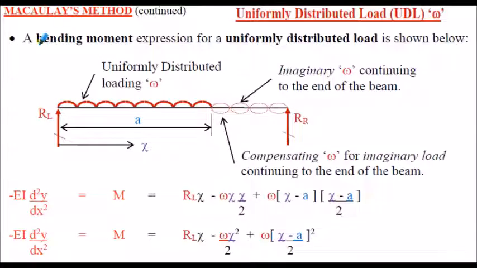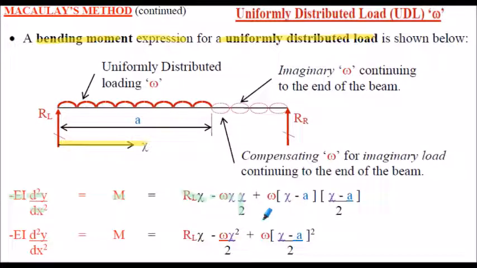So the bending moment expression for a uniformly distributed load, which is partially over the beam, is shown below. Notice again we have x running from left to right here. So from our differential equation of bending, we have negative EI d2y by dx squared is equal to the bending moment. And now working from left to right, as x increases from the left-hand end, we can generate our bending moment equation. So we start off with RL multiplied by x as before, that's positive, and we subtract from that omega x multiplied by x upon 2.